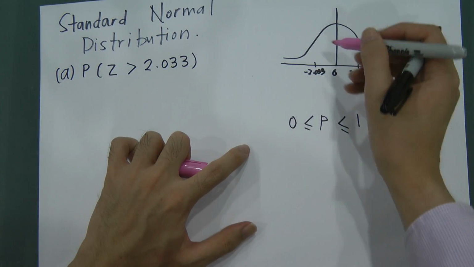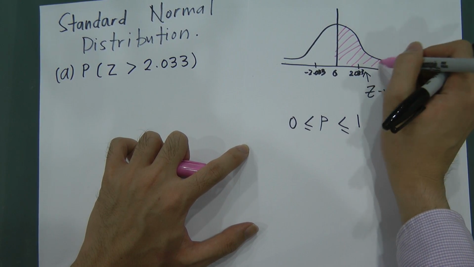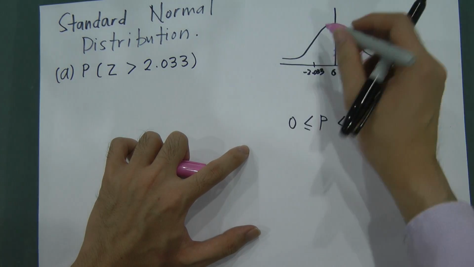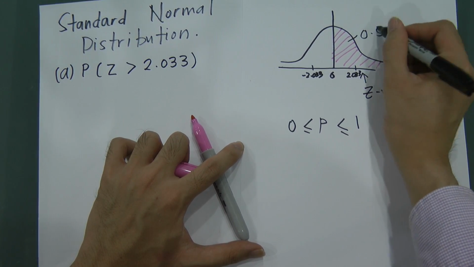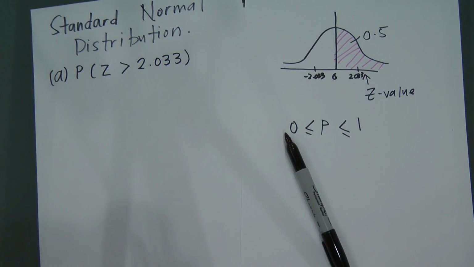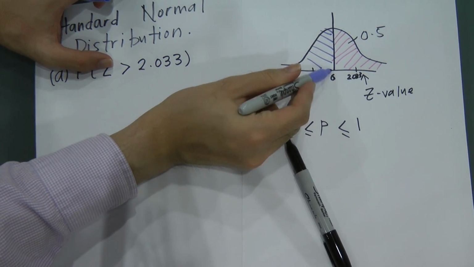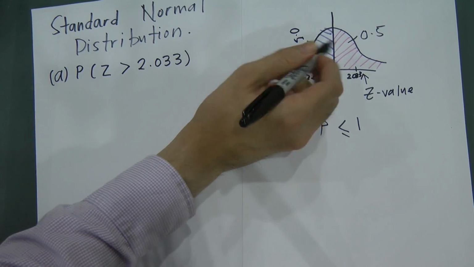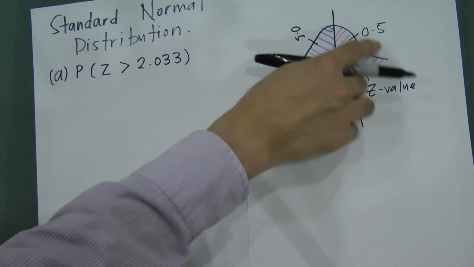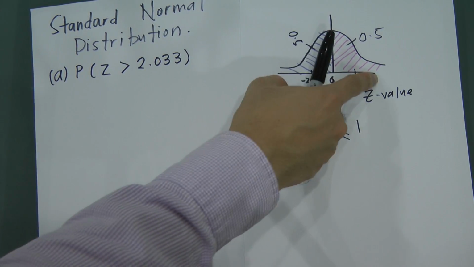Therefore, this area is for probability. Because this is symmetric and the total probability is 1, the half here will be 0.5, and the other half here will be another 0.5. Because they are symmetric, both of them added together must be 1. So this is the probability, and the bottom straight line is the z value.